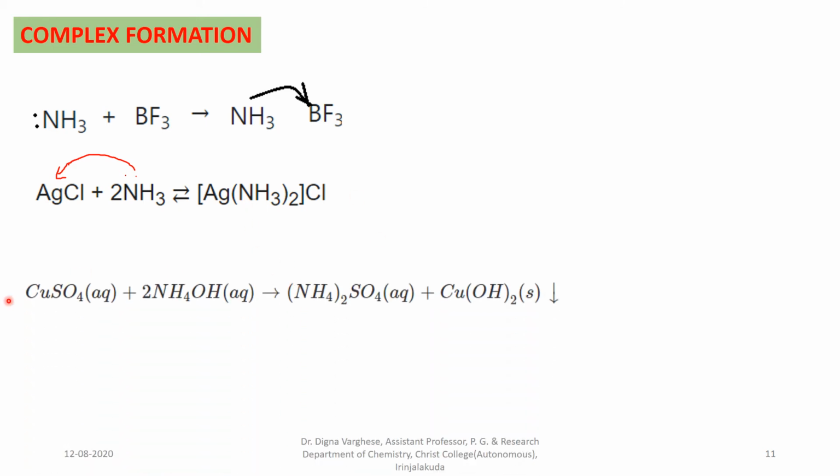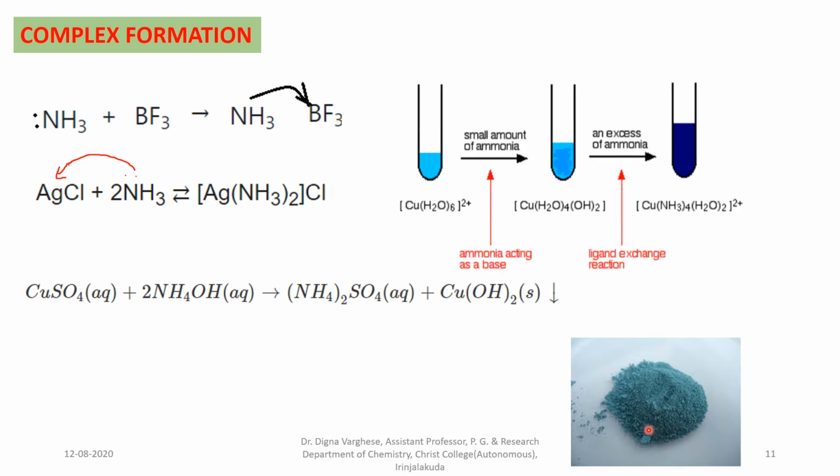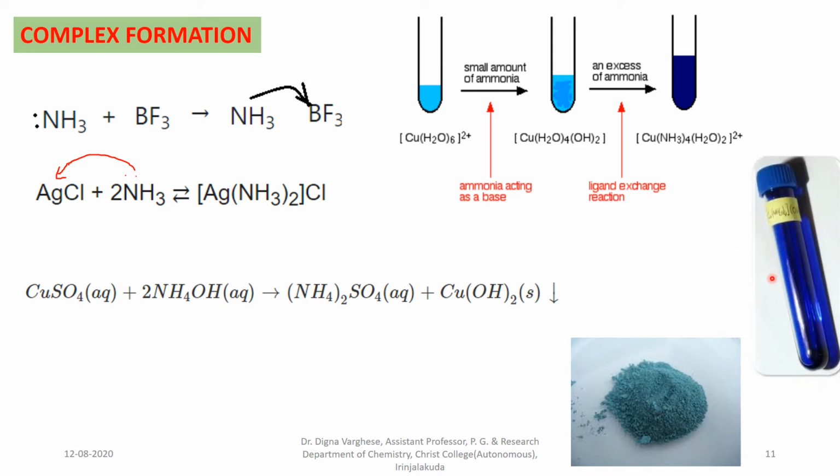Another reaction is copper sulfate reacting with ammonium hydroxide. When aqueous copper sulfate solution is taken in a test tube, we can add ammonia dropwise. First it forms a pale blue precipitate of copper hydroxide, and later, adding aqueous ammonia continuously to this solution, it is converted to the tetraamminecopper(II) cation complex in solution, which has a deep blue color.